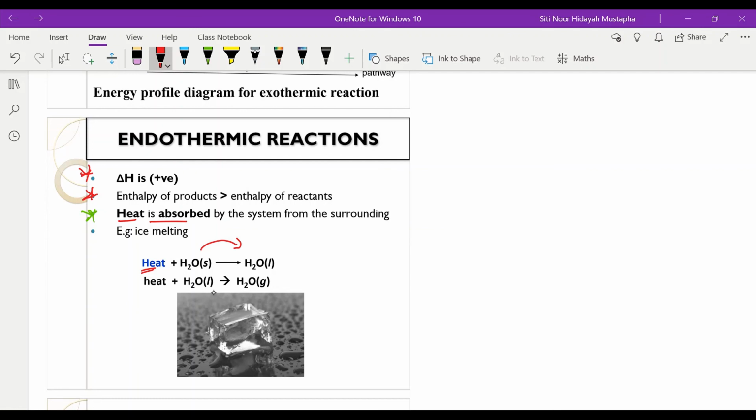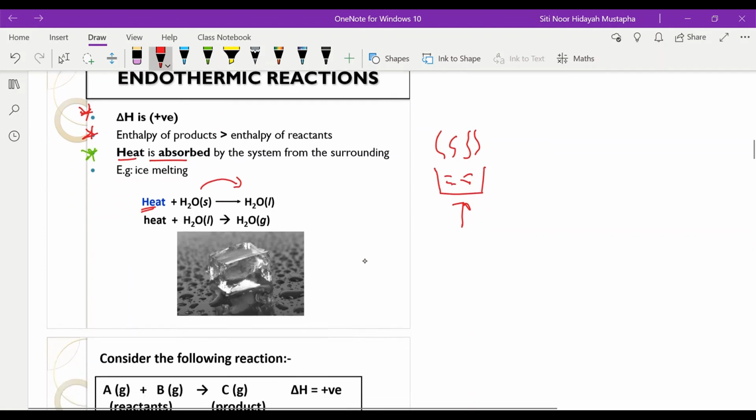For example, you have liquid water and then you heat up the liquid. What happens? You can have a gas or steam. The H2O liquid absorbs heat, so that is why heat plus H2O liquid will form H2O gas. So that is an endothermic reaction. It's just the opposite of an exothermic reaction.